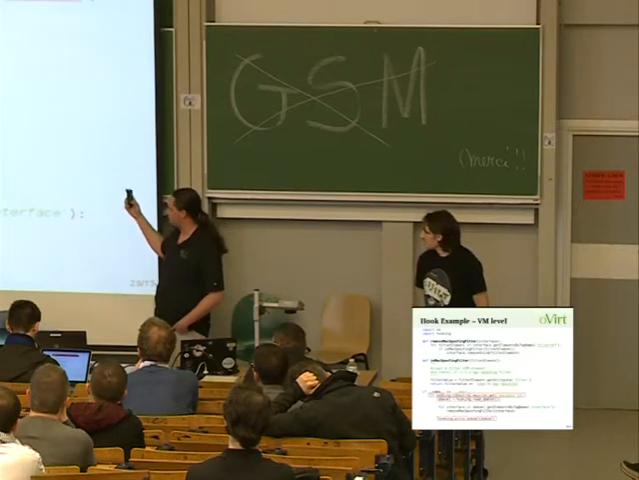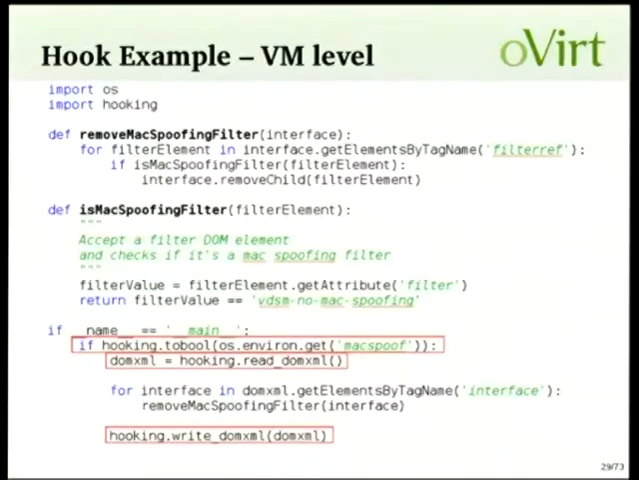So let's look at the VM level hook. What this hook actually does is remove the MAC anti-spoofing rule. So basically, when you start a VM, usually it will not allow you to spoof the MAC inside the VM, not allow you to use a different MAC. This hook, if you install and use it, will allow you to use any MAC that you want on any of the network devices.